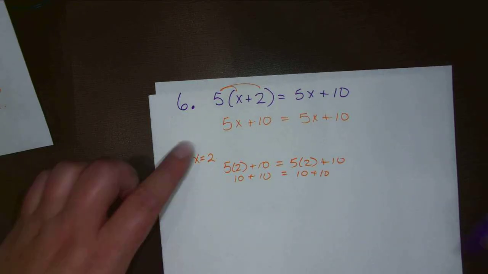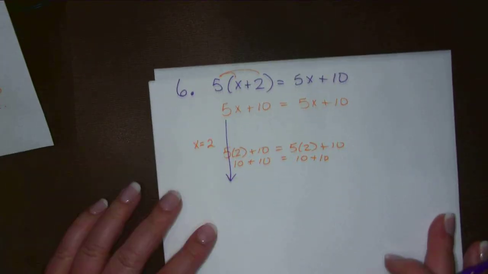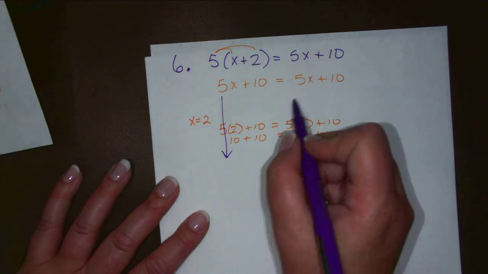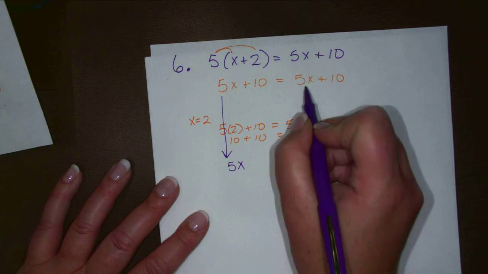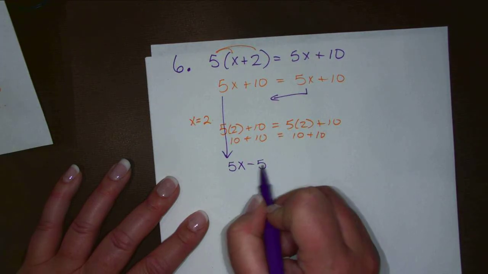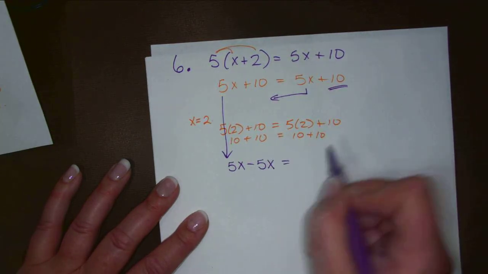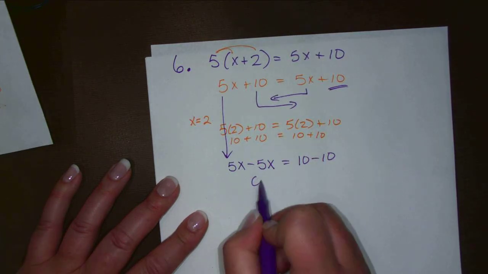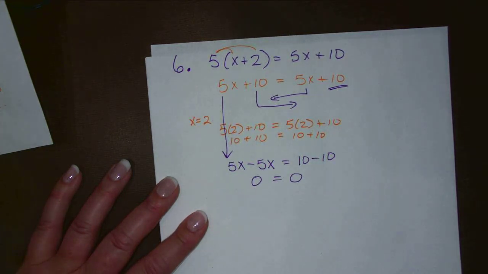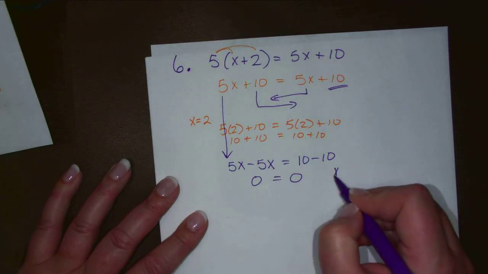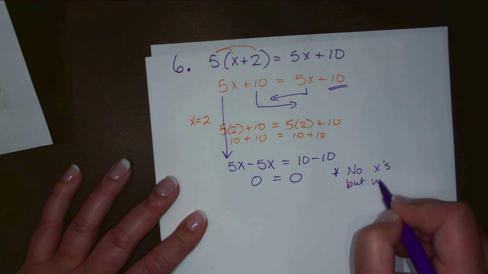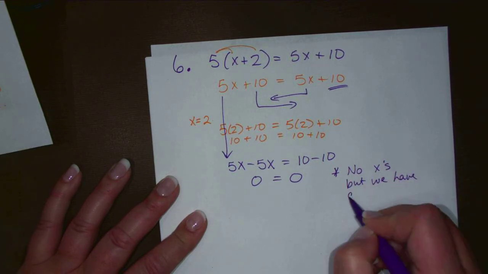So what happens when I actually go to solve this? So you didn't notice that both sides were equal, and you go to solve it. So the 5x stays on this side, that one moves over. The 10 stays on this side, and this 10 moves over. Is 0 equal to 0? Yes, that's true. So this does have no x's, but we have, right, a true statement.